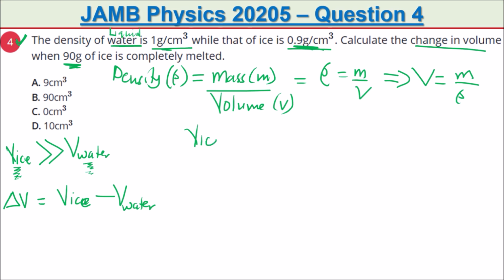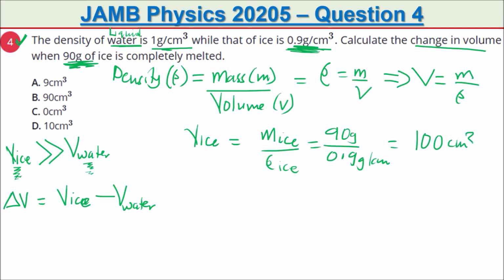So volume of ice is equal to mass of ice divided by density of ice. What is the mass of ice? 90 grams of ice. So we have 90 grams over, what is the density of ice? Density of ice is 0.9 grams per cubic centimeter, which is going to give us 100 cubic centimeters. So the ice will be occupying 100 cubic centimeters. Now we go to volume of water.